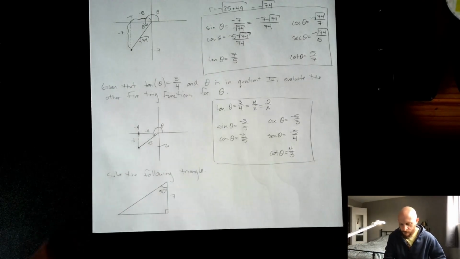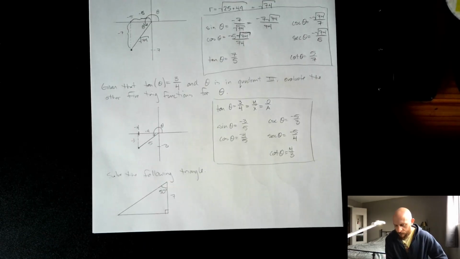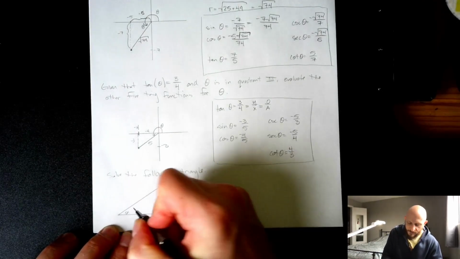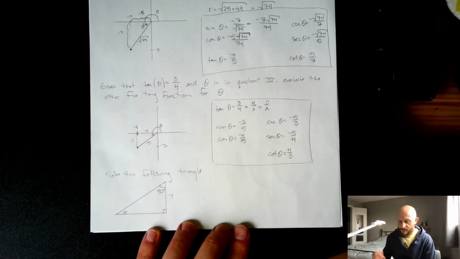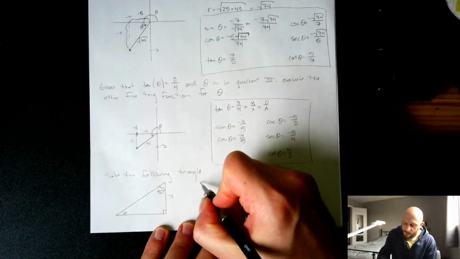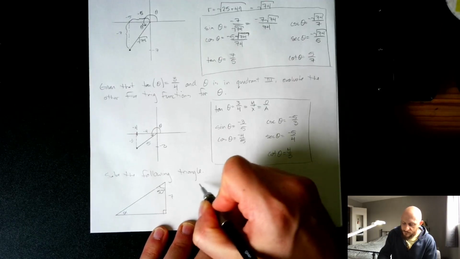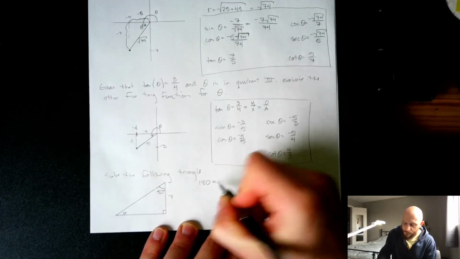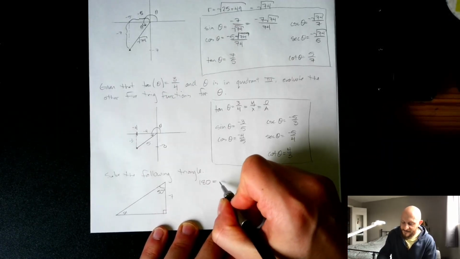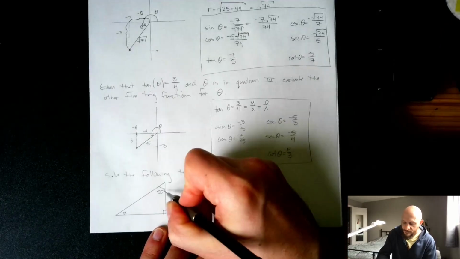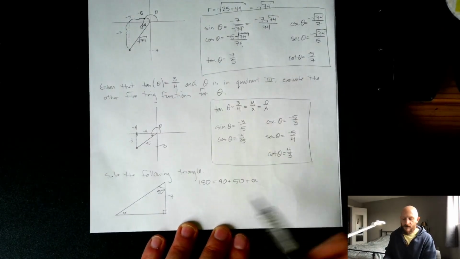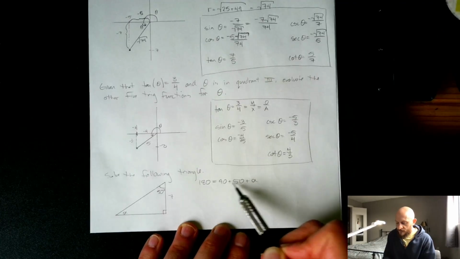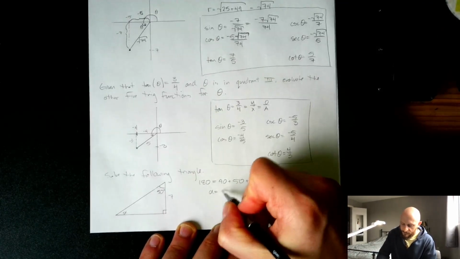So for me, looking at this, I'll call this angle down here alpha. The easiest thing to find is alpha, because that just comes from the internal sum of angles. So explicitly, 180 is equal to 90 plus 50 plus alpha. So we just solve this for alpha. 90 plus 50 is 140, so alpha is 40 degrees.